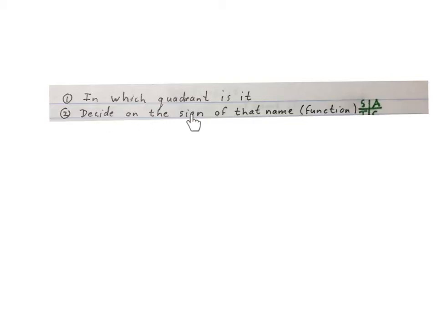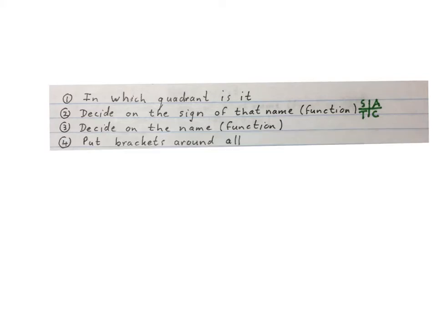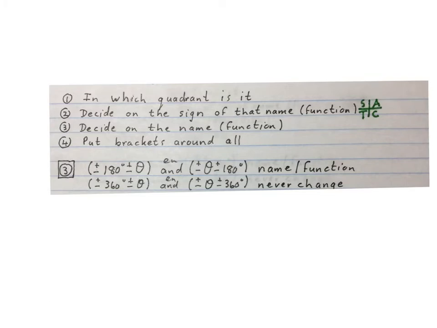Decide on the sign of that given function from CAST. Decide on the name of the function you're going to use and put brackets around all. We will get sine, cos or tan with brackets like these stuck to them. When this happens, with 180 or 360 or just theta, the name of the function will never change.